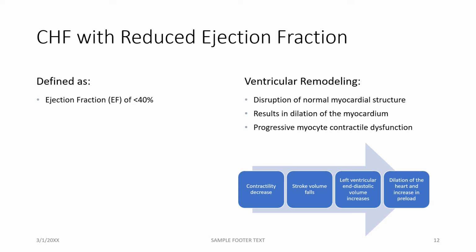Then this causes ventricular remodeling, which is the disruption of normal myocardial structure, results in dilation of the myocardium, and progressive myocyte contractile dysfunction. So when the contractility decreases, stroke volume decreases, left ventricular end-diastolic volume increases, and dilation of the heart and increase in preload.